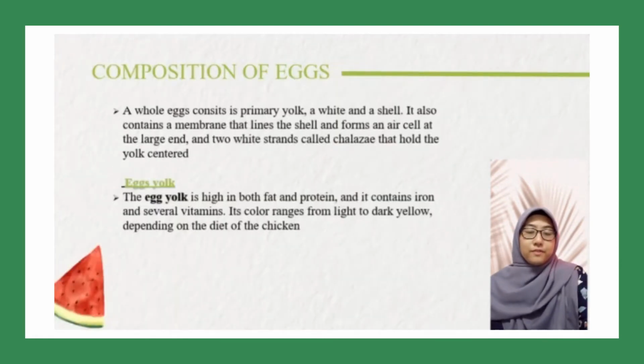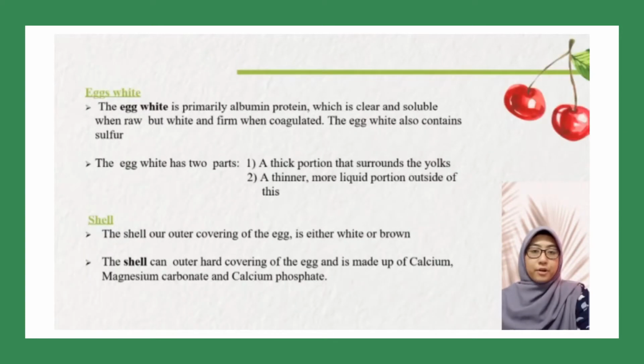Next is composition of egg. We have egg yolk. The egg yolk is high in both fats and protein, and it contains iron and several vitamins. Its color range from light to dark yellow, depends on the diet of the chicken. For the egg white is primarily albumin protein, which is clear and soluble when raw, but white and firm when coagulated. The egg white also contains sulfur. The egg white has two parts. Firstly, a thick portions that surround the yolk, and number two is a thinner, more liquid portions outside of this.